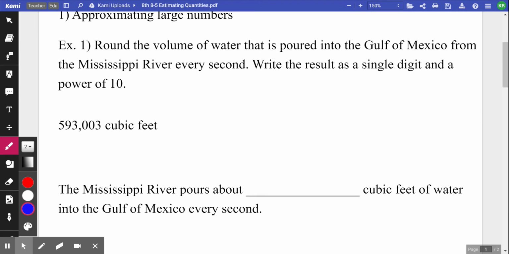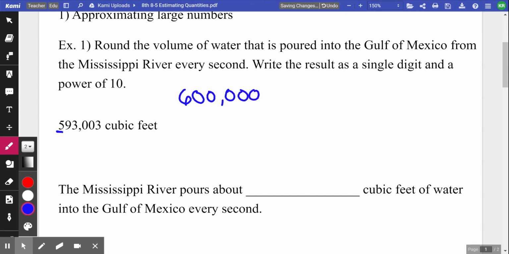So we're going to round the volume of water that is poured into the Gulf of Mexico from the Mississippi River every second. Right, the result is a single digit and a power of 10. So we have 593,003 cubic feet. So what we're going to do is take this, and we look at this, and okay, that's going to round to 600,000. So we're going to round that to 600,000.